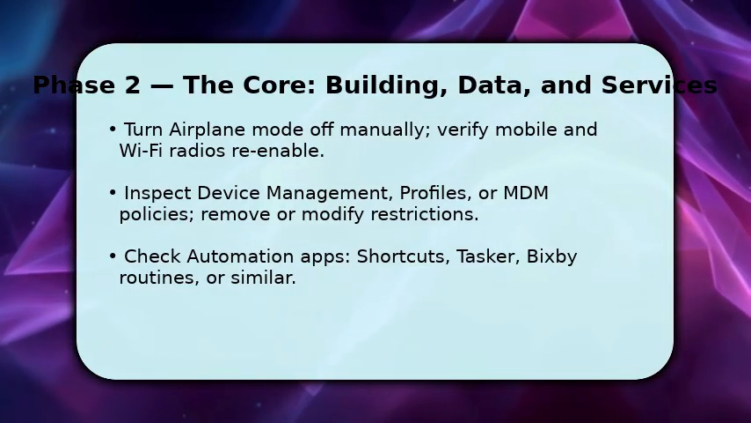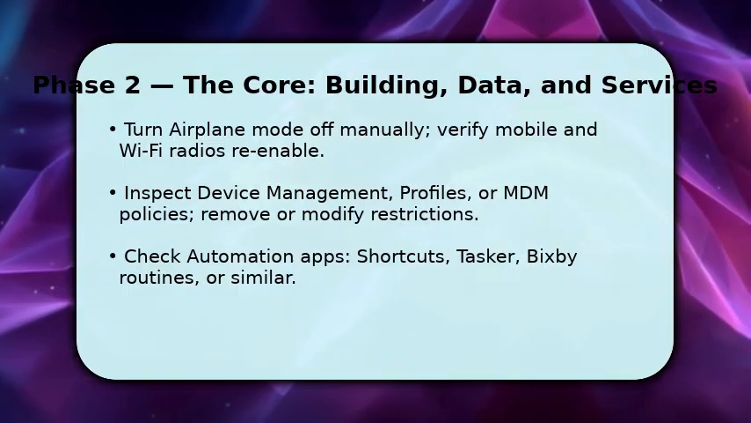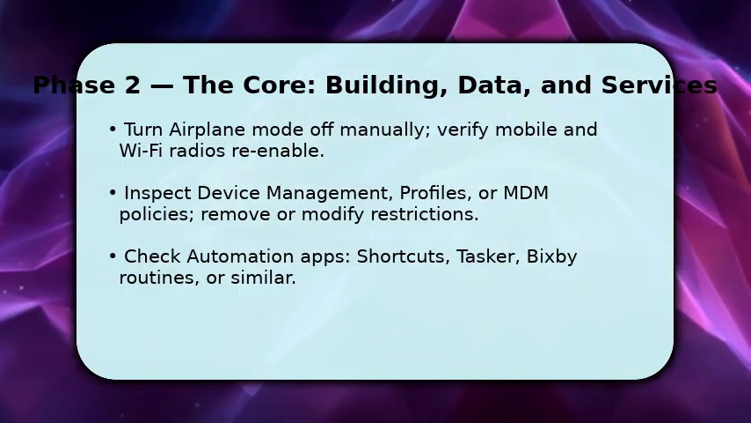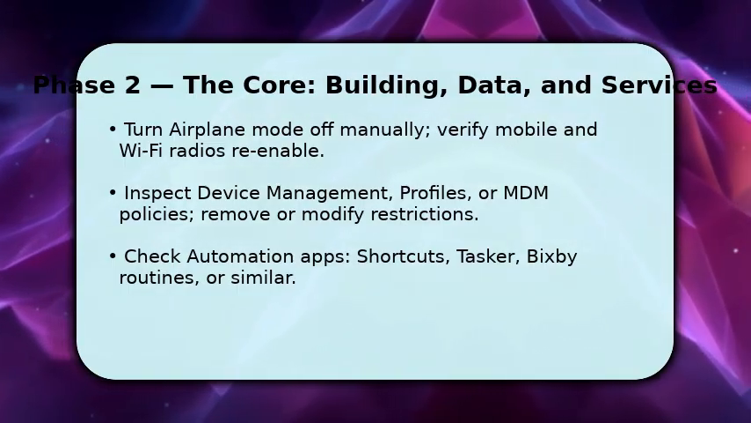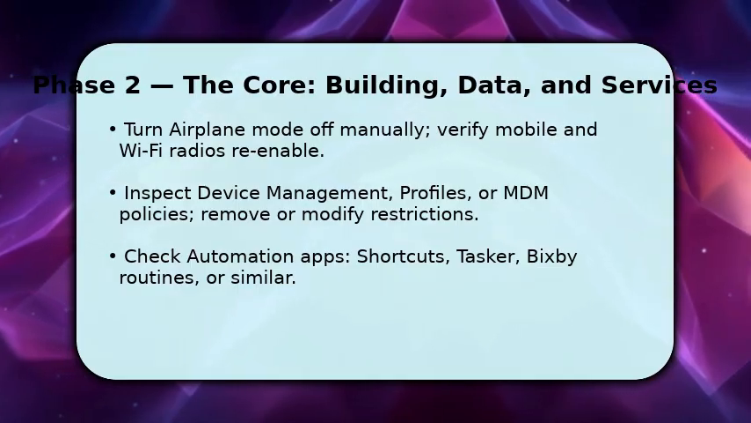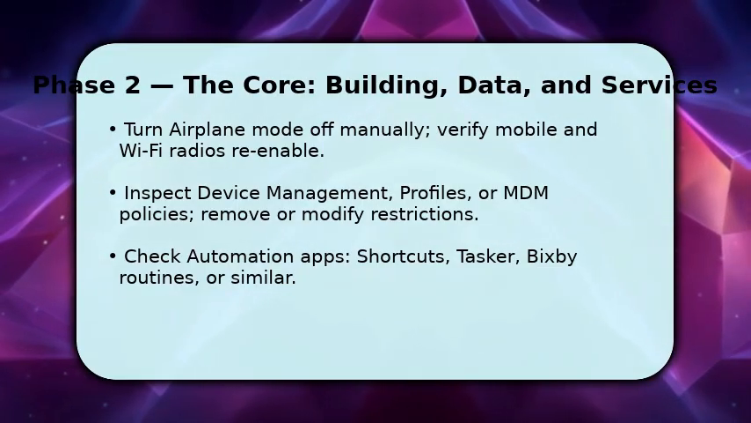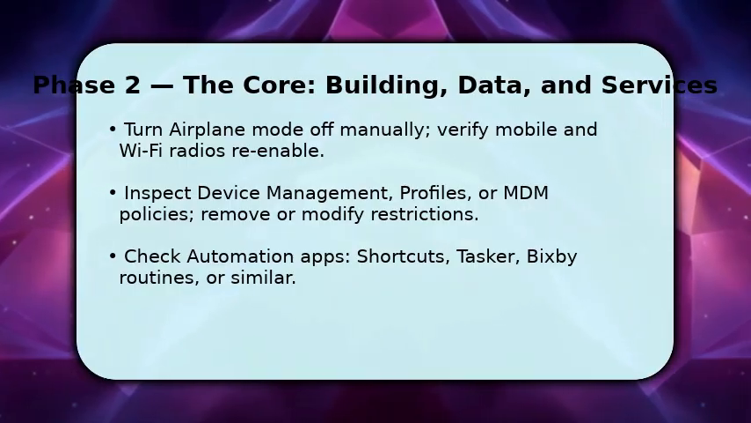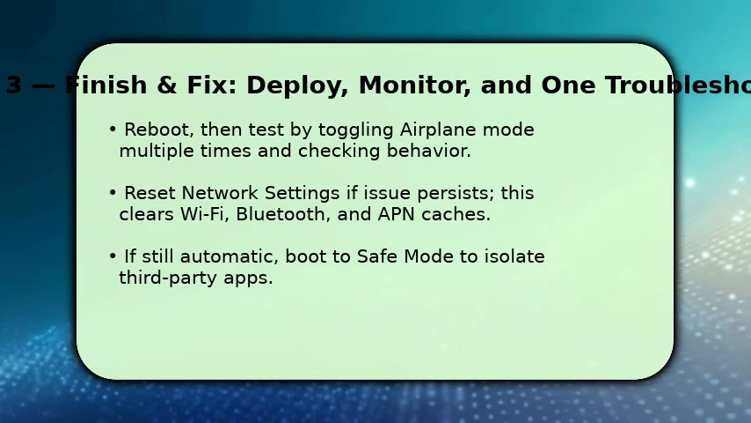Make sure automation apps like Shortcuts, Tasker, or vendor routines aren't toggling airplane mode on triggers. Disable rules or adjust triggers. Once done, reboot the device to apply changes and recheck connectivity to ensure stability. You finish by rebooting and testing.